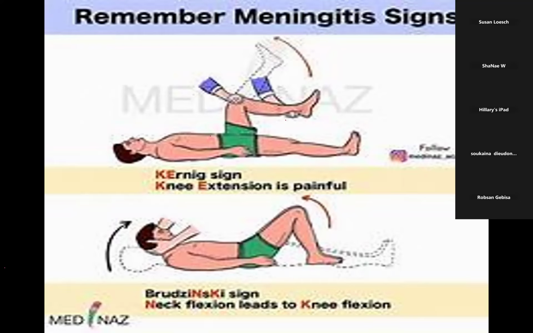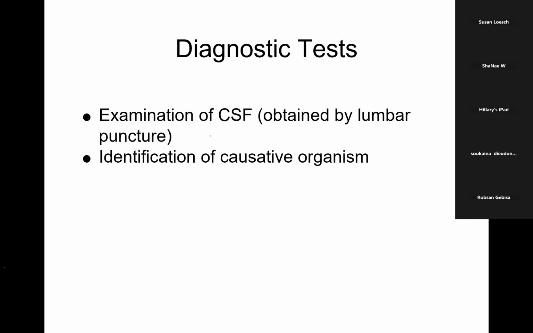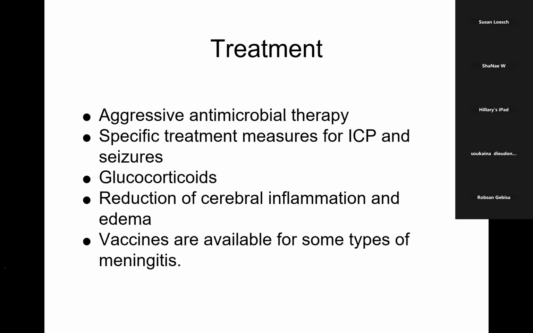And Brudzinski is when we flex the neck. Again, when you flex that neck, that spinal cord irritation is going to cause that pain. So with Brudzinski, the neck flexion leads to the knee flexing, and the hip. All right, so we're going to look at that spinal fluid.